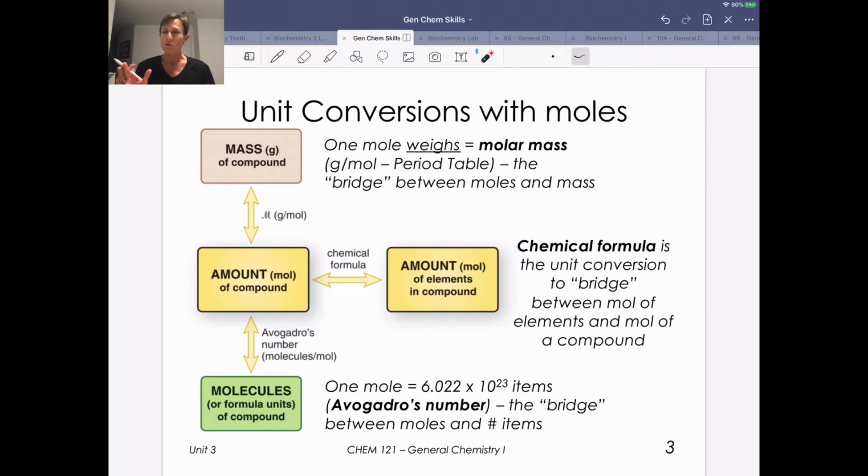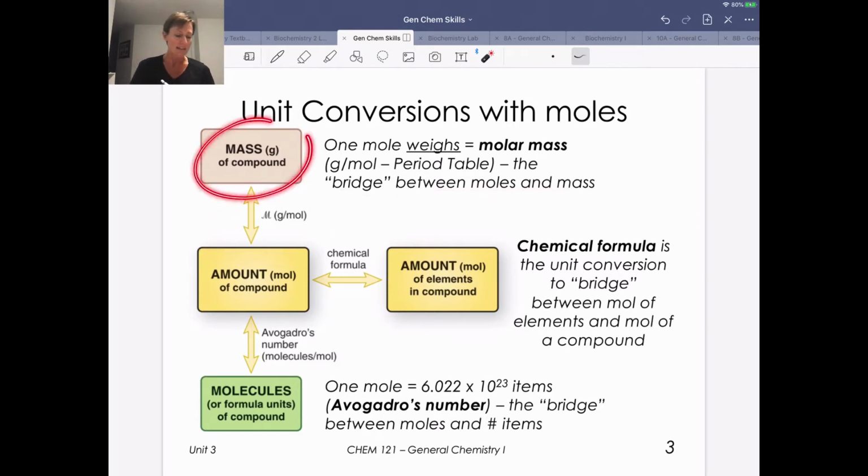Now, I'm not going to have you guys remember, if we go in this direction, we multiply, in this direction, we divide. Just use unit conversion. You will be able to then figure out whether you're multiplying or dividing, and you won't make a mistake, I promise. So molecular weight is going to be the bridge between moles and mass.